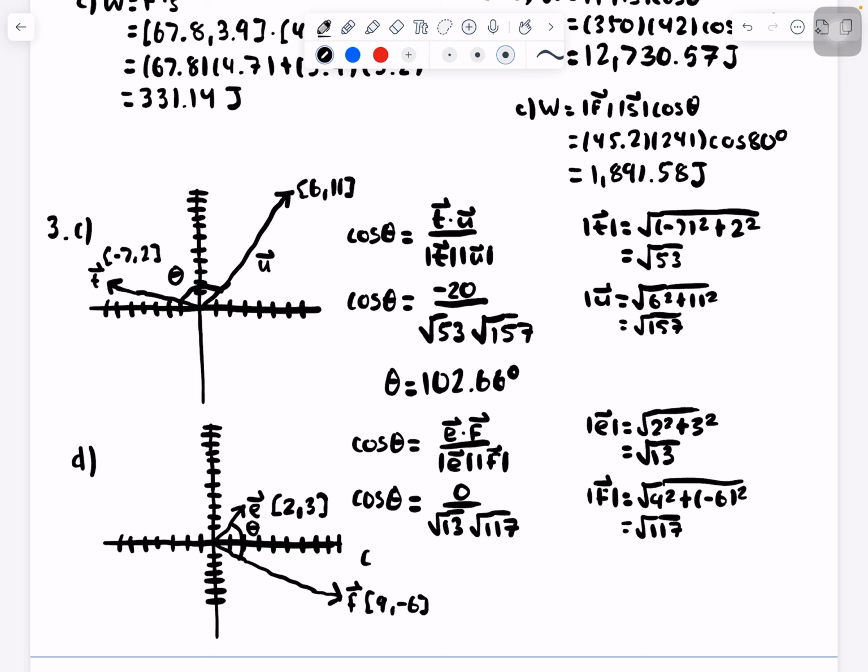So cosine inverse of 0, well, we know what that is. That's 90 degrees. So meaning I should actually change this. Should change this to look like so. It's perpendicular. Good.